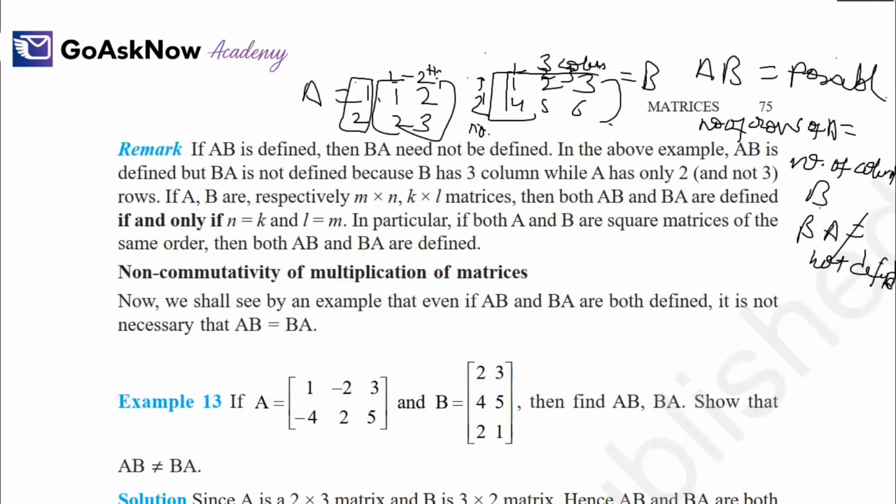If the matrices are not square matrices, it is not necessary that if AB is defined, then BA is also defined. So it is not possible here. Okay, let's move further and see the next thing.